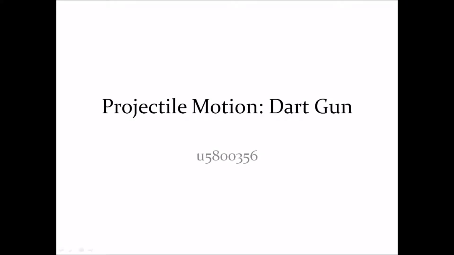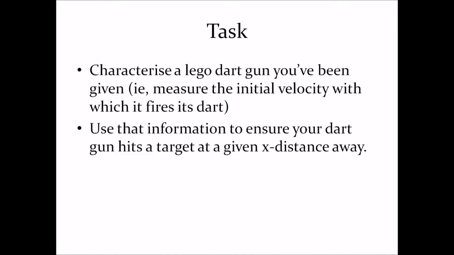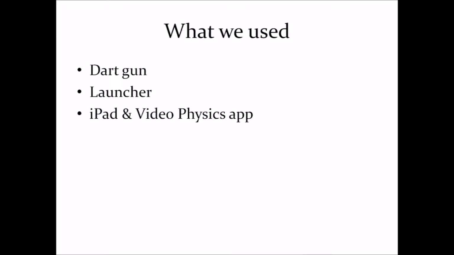Okay, so this week our task was to characterize a Lego dart gun that we were given, which means measure the initial velocity with which it fires its dart, and then use that information to ensure that our dart gun hits a target at a given X distance away. To do this, we used a dart gun, a launcher, and an iPad with the video physics app on it.